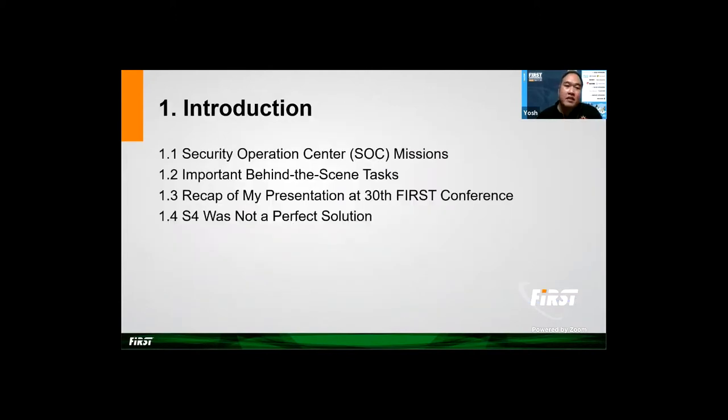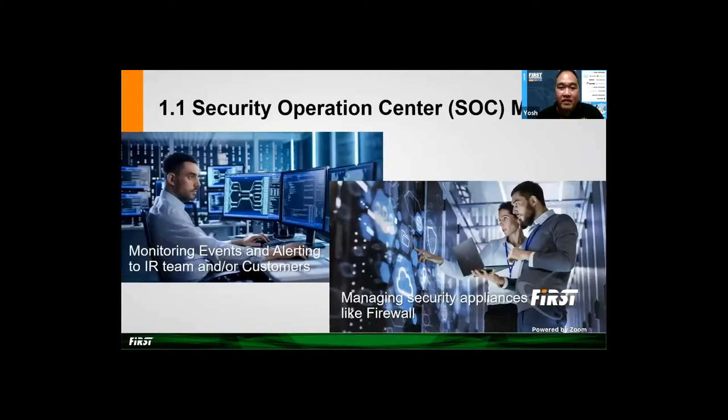Okay, number one is introduction. In the security operation field, the Security Operations Center, SOC, has the mission of defending the organization. One of them is to monitor alerts and events and to alert the incident for the IR team or customers. Another one is to manage security appliances like firewalls. SOC is the front line in the security defense and like a star player in managed security services.